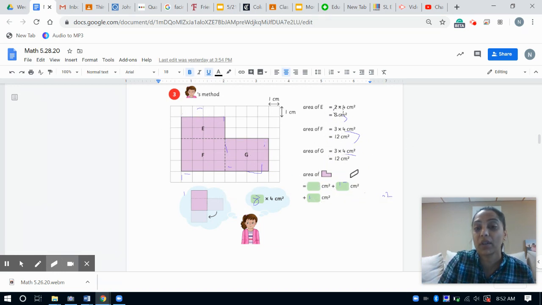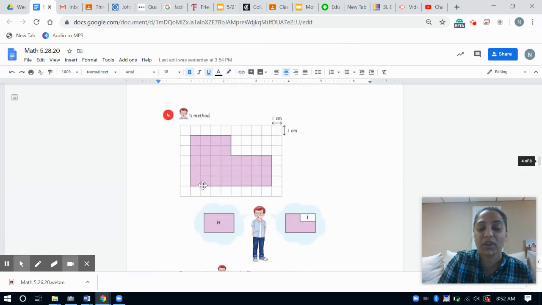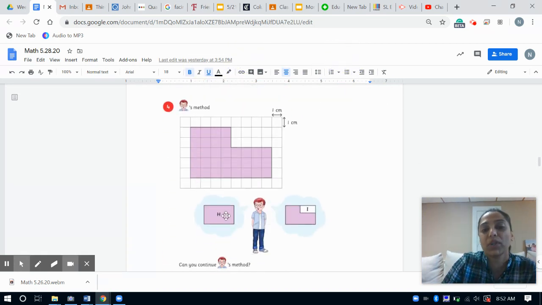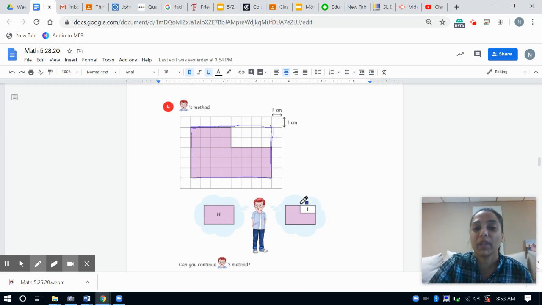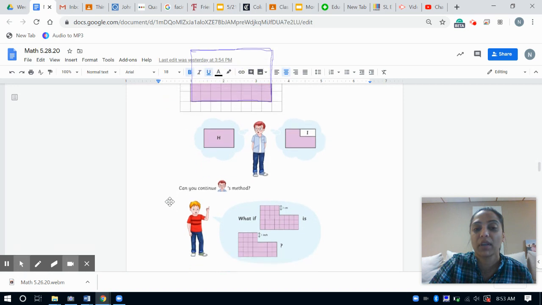And down below, there's another method, which is asking you to think, this is a challenge. So think outside of the box. So down over here, this friend is saying, you know what? I'm going to look at this purple figure as one big rectangle. And in case you can't see that, this friend decided I'm going to look at it like this. You can see the outline of the rectangle that I'm drawing, right? This is H that he's thinking about. And then he said, and then I'm going to take this part out. So how would we do that? Can you continue his method is a question. Can you continue his method, right?